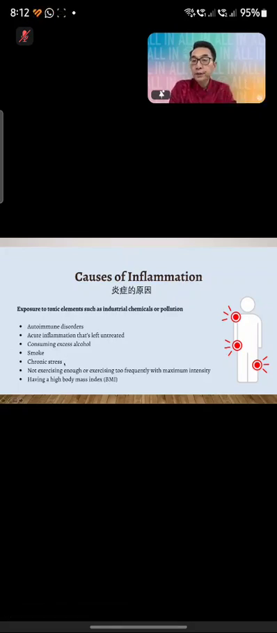Right? Chronic stress, when you're stressed up, you can get inflammation. So you know that when you're stressed, whether it's a family stress, something happened in the family, or whether it's work, when you produce a hormone called cortisol, you get inflammation. This second last one is very irritating. Not exercising enough or exercising too frequently with maximum intensity.